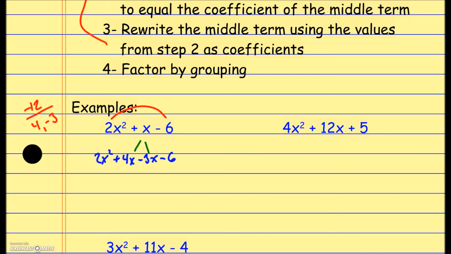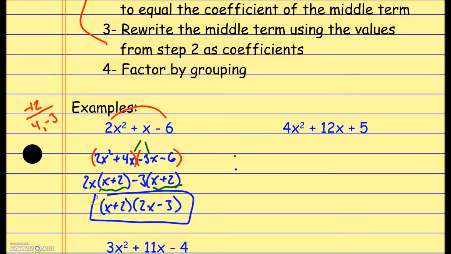Now I can do factor by grouping. Now I can put them in groups of 2. So I group these two together, I group these two together. Out of the first group, I can factor out a 2x, which leaves me with an x plus 2. Out of the second group, I can factor out a negative 3, which leaves me with an x plus 2. And now I see these two polynomials that we have in common. So my two factors are the x plus 2. And then when I factor that out, I'm left with a 2x minus 3.